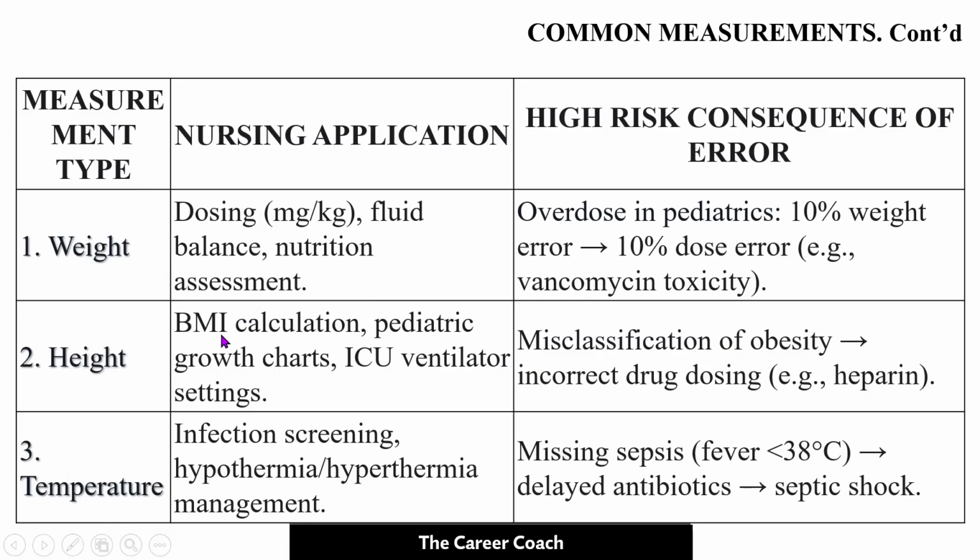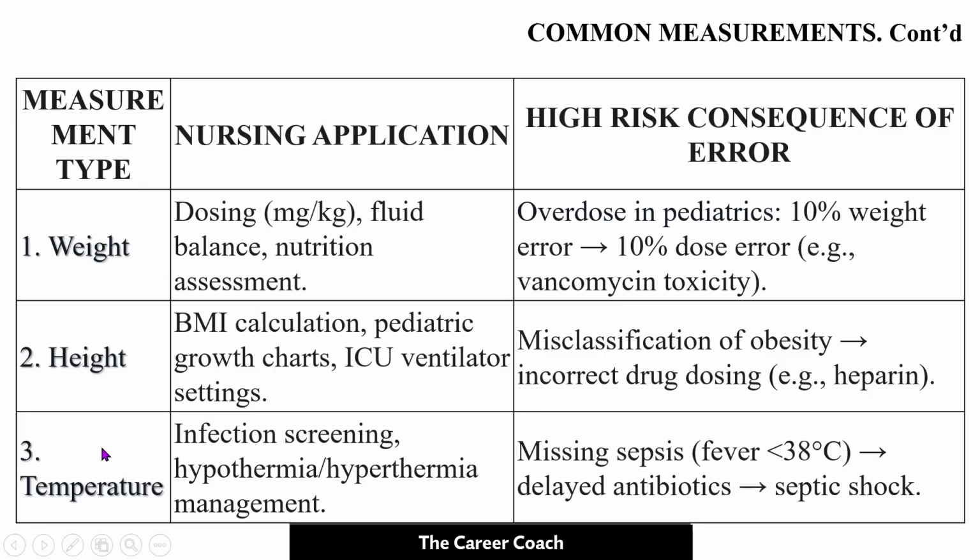Example, vancomycin toxicity. Number 2 is height. In nursing, height is applied in BMI calculation, pediatric growth charts, and ICU ventilator settings. Risks to note: misclassification of obesity will lead to incorrect drug dosing. For example, in heparin, that could be dangerous.